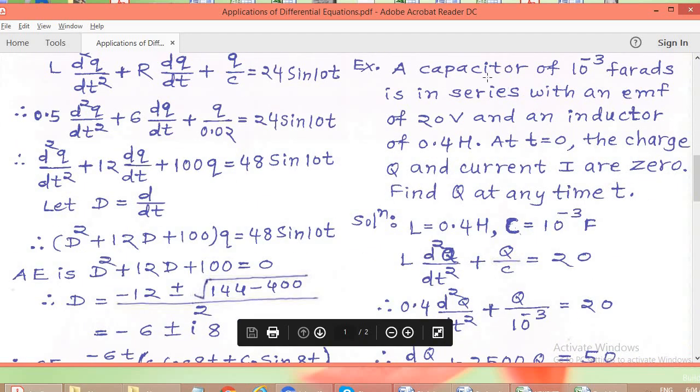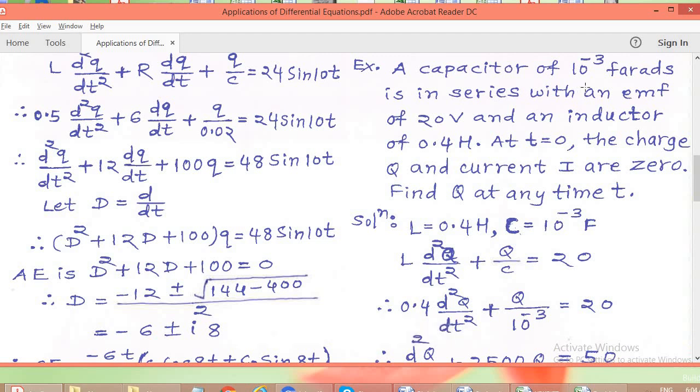Second problem: a capacitor of 10 to the power minus 3 farads is in series with an EMF of 20 volts and an inductance of 0.4 Henry. At t equal to 0, the charge q and the current I are 0. Find the charge at time t. So these are the given things.